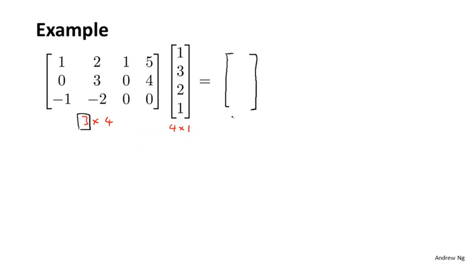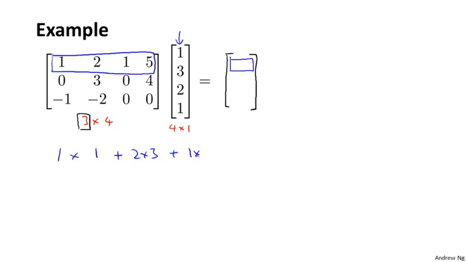Let's carry out the products. So for the first element, I'm going to take these 4 numbers and multiply them with the vector x. So I have 1 times 1 plus 2 times 3 plus 1 times 2 plus 5 times 1, which is equal to 1 plus 6 plus 2 plus 6, which gives me 14.